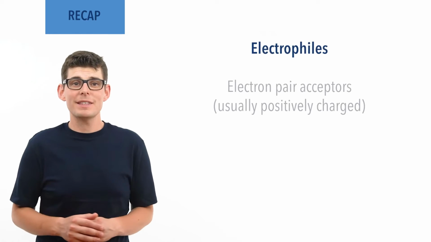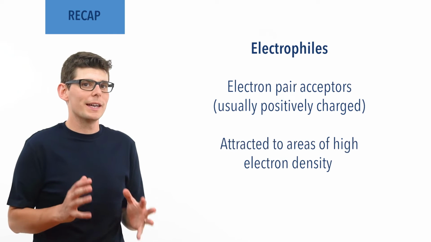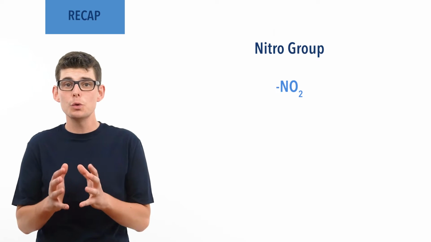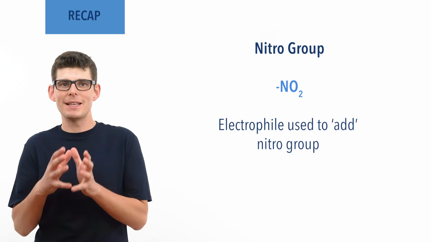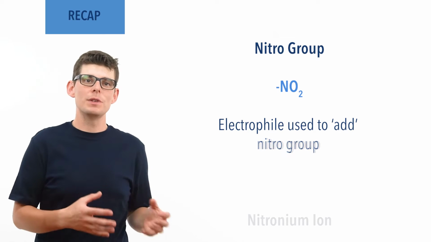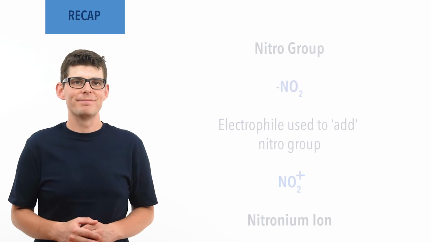Electrophiles are electron pair acceptors. They are usually positively charged and are attracted to areas of high electron density. A nitro group is NO2, and the electrophile responsible for adding the NO2 group to benzene and phenol is a nitronium ion, NO2+, formed from nitric acid.